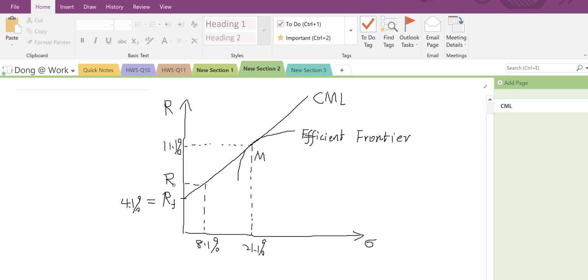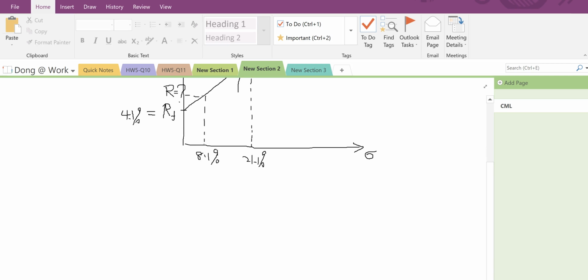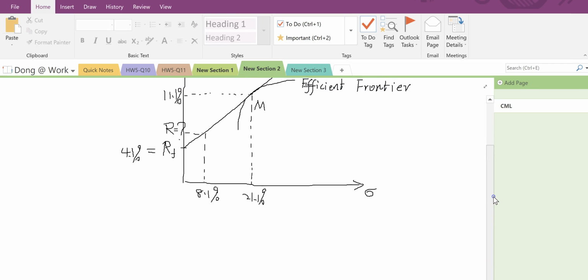What is this R here? That's the question mark. So once we know what the question is asking, then we can solve this problem. How can we solve this problem? We can just use the knowledge from our middle school, probably geometry, right? Because this is a straight line.